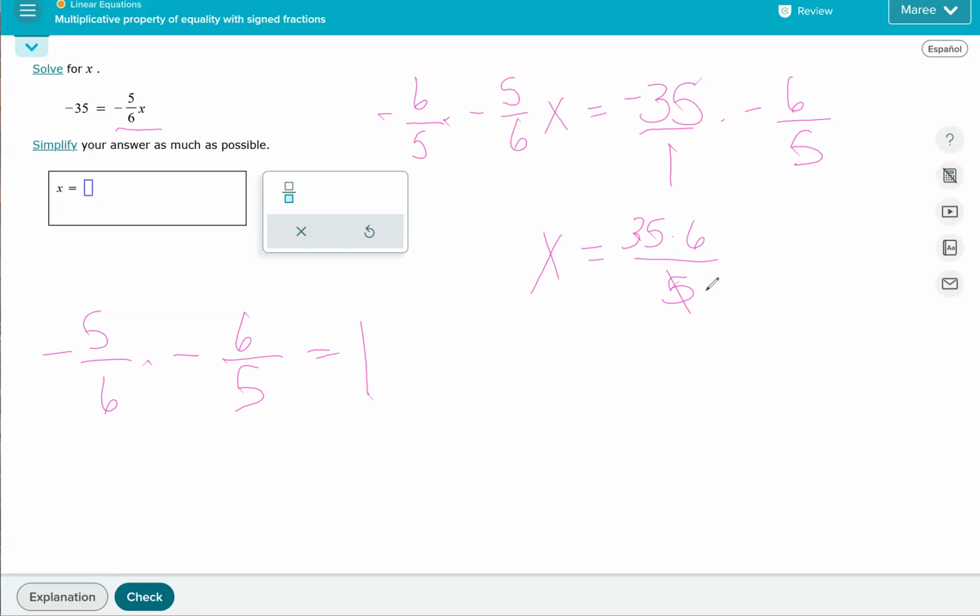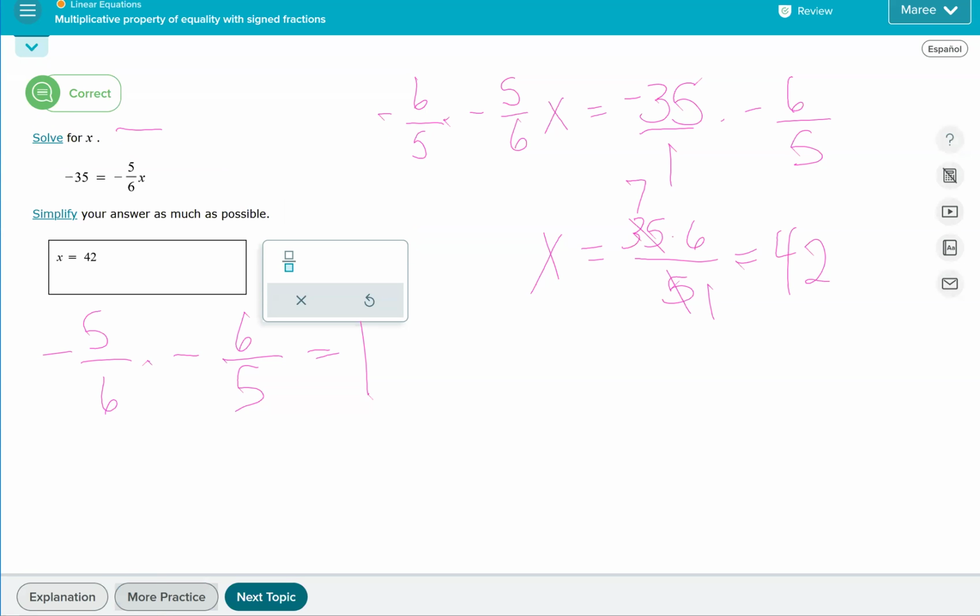So we can divide 5 by 5 and get 1. 35 by 5 gives us 7. So we have 7 times 6 divided by 1. And when you divide by 1, you just get what's in the numerator. So it's 7 times 6, or 42. So our x is equal to 42 in this case.